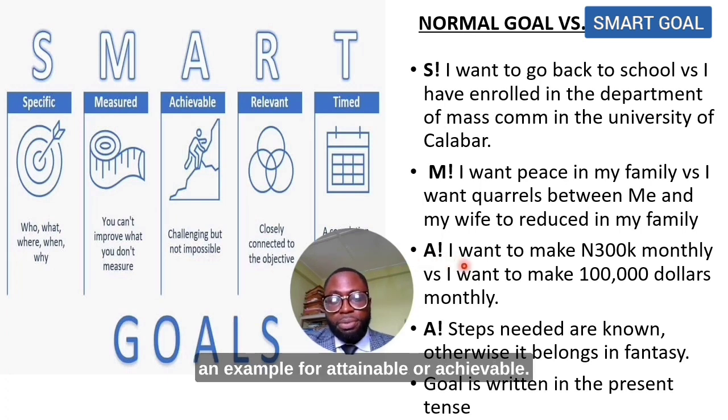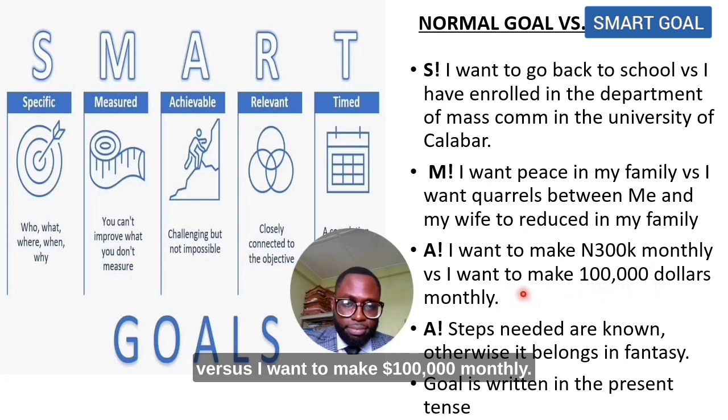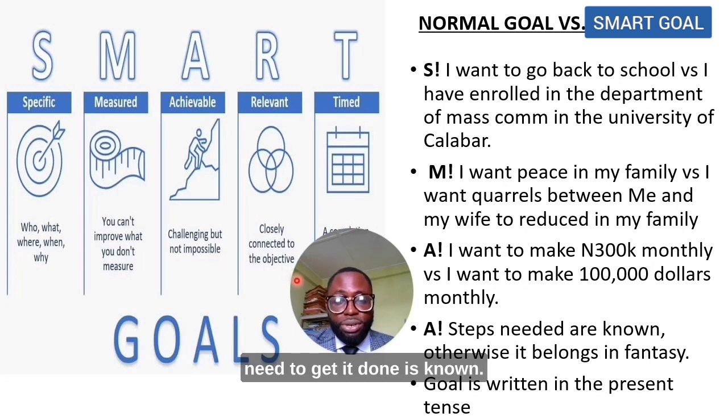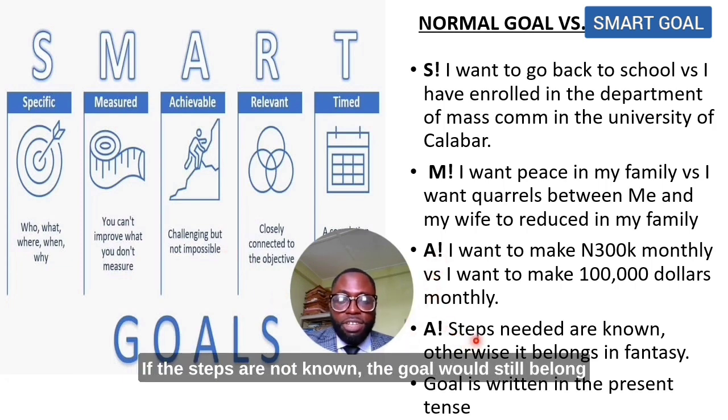Let's look at an example for attainable or achievable. So I want to make 300,000 naira monthly versus I want to make $100,000 monthly. Another way to know if a goal is achievable or attainable is that the steps that you would need to get it done are known. The steps or the habit that you need to achieve this goal are known. If the steps are not known, the goal would still belong in the realm of fantasy or the realm of dreams, and we don't want it that way.